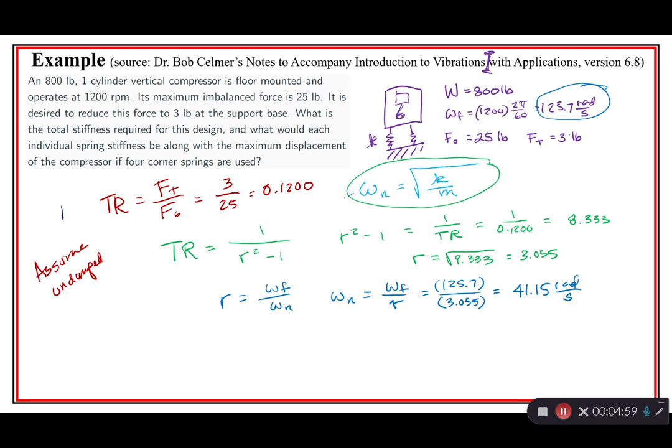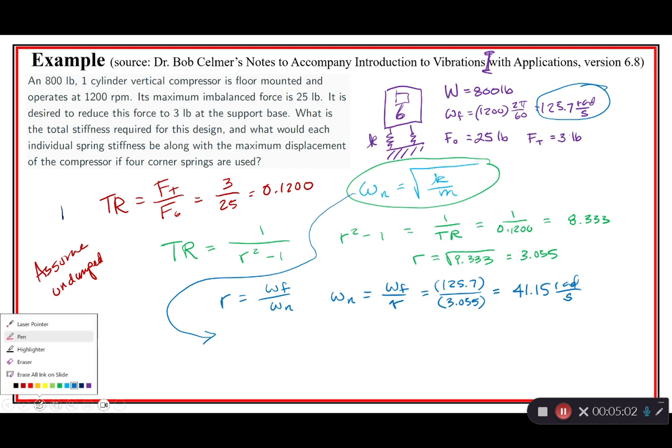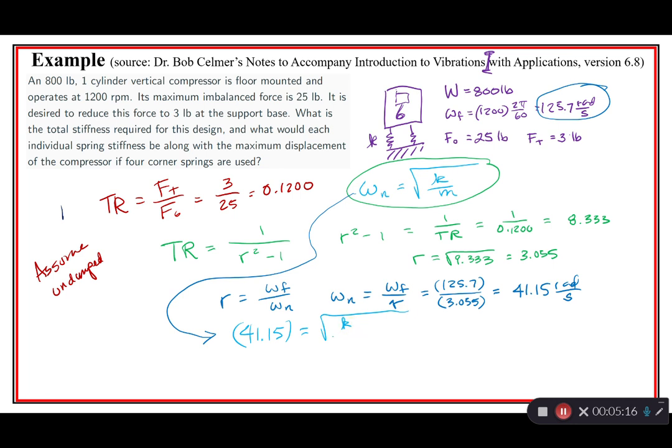And so now we can take this, we went down to there. Let's change colors to light blue. We'll say that 41.15 is equal to the square root of K unknown divided by mass, but of course this is 800 pounds, so we need the 32.2 up there. And if we do that, we can get K equal to 42,060 pounds per foot.